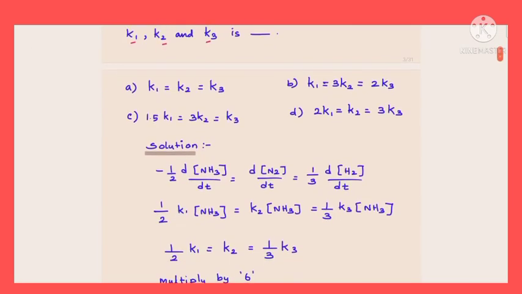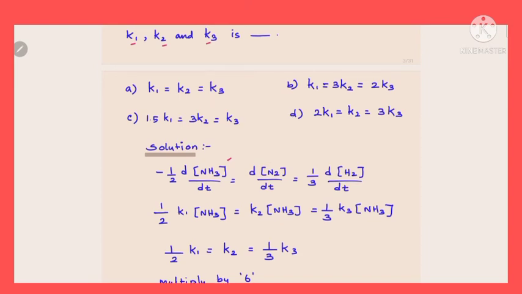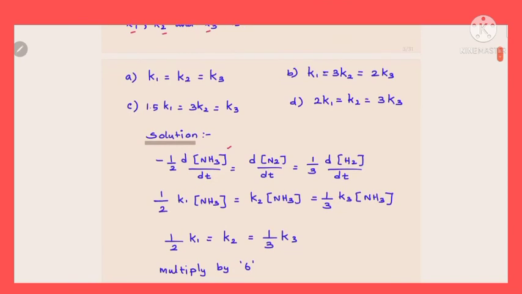First what you have to do is write the rate expression for the above equation, okay. So this is the rate expression, minus 1 by 2 d of NH3 by dt, which is equal to d of N2 by dt, equal to 1 by 3 d of H2 by dt, okay, right. Now this value is given in the question, which is equal to K1 into NH3. Similarly, K2 into NH3, and d of H2 by dt is given there, K3 into NH3. So now we are going to substitute it, okay, right.